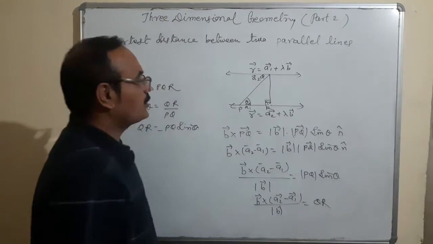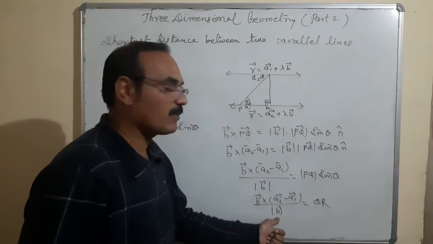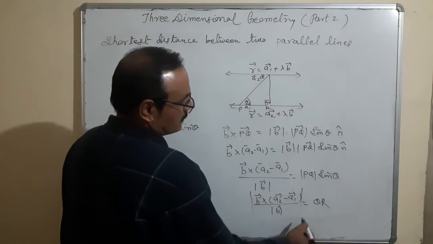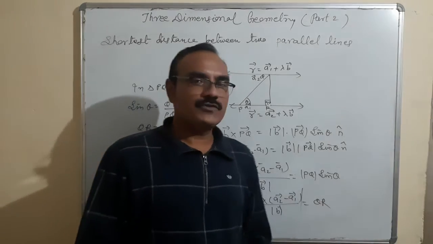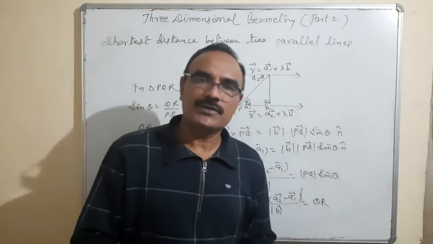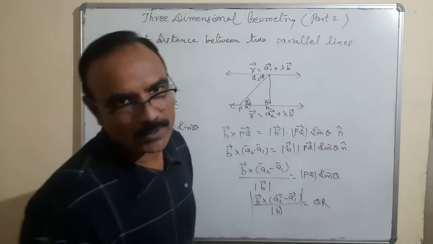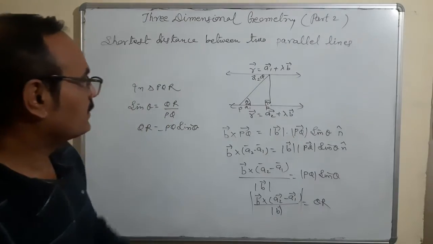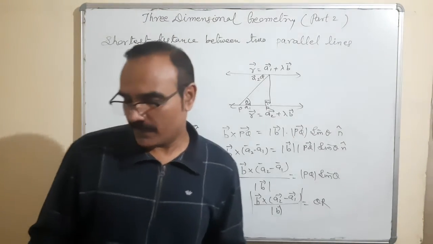So QR, the shortest distance between two parallel lines, is equal to B cross A2 minus A1 upon magnitude of B. And you can put in the magnitude so that the distance is positive, right? The value of unit vector n in the magnitude is 1, so there is no meaning in multiplying it by 1 here. Got it? This is the shortest distance between two parallel lines.